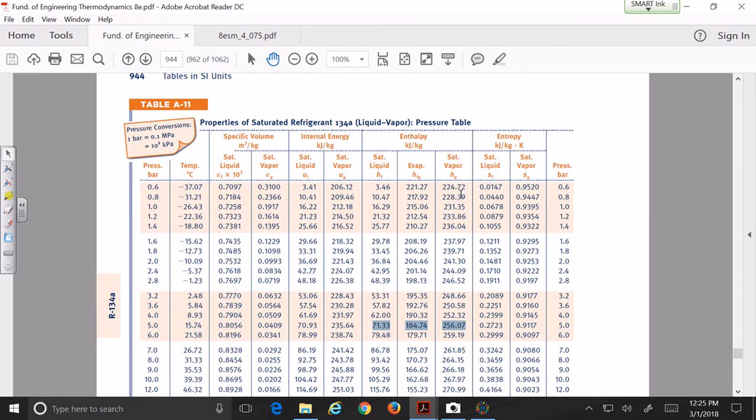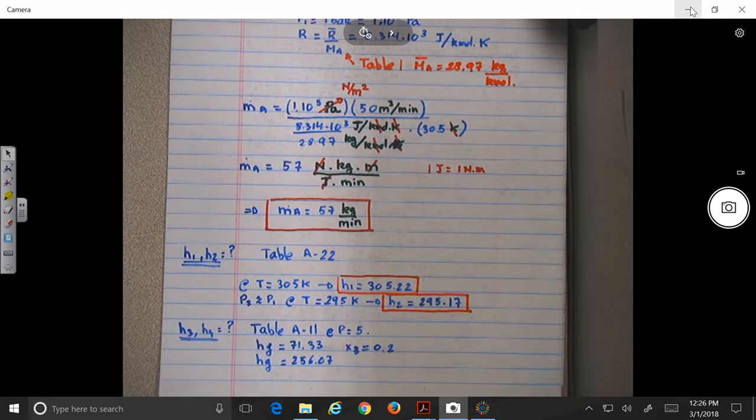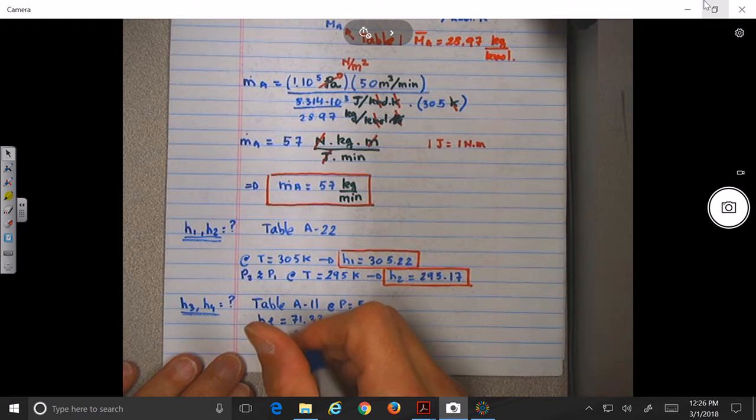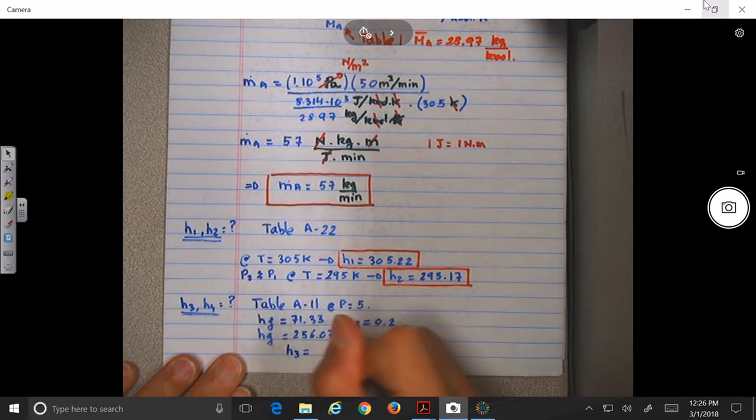H fluid equals 71.33, H gas equal to 256.07, and we know that X3 was equal to 20%, or 0.2. Let me go back to the page. So basically H3 over here will be equal to H fluid plus X3 times H gas minus H fluid.